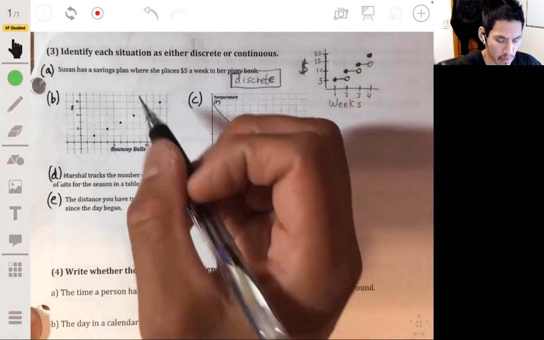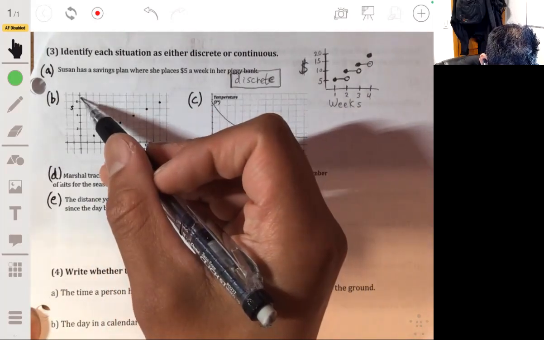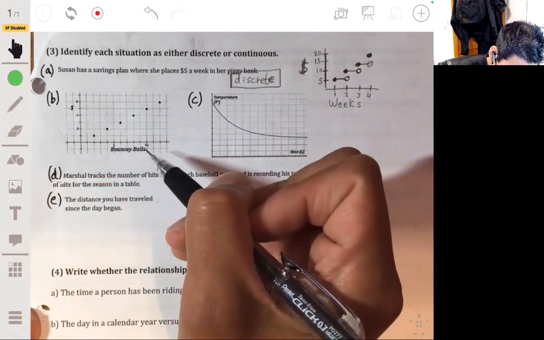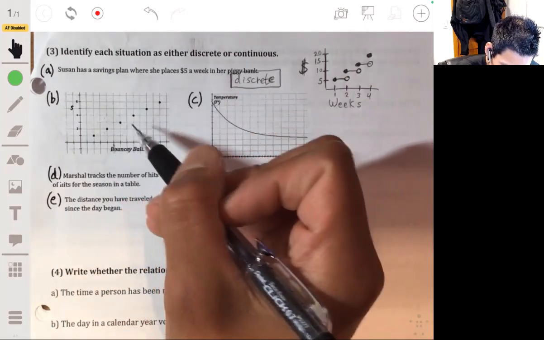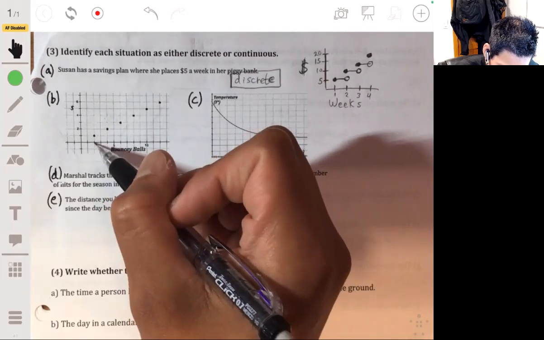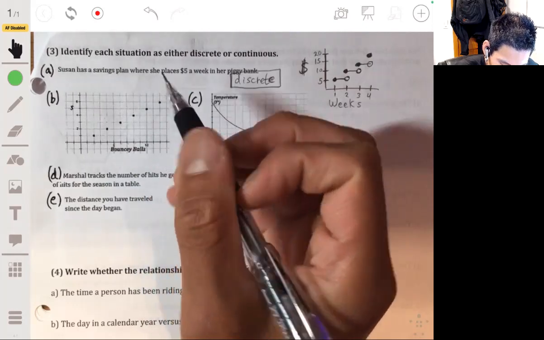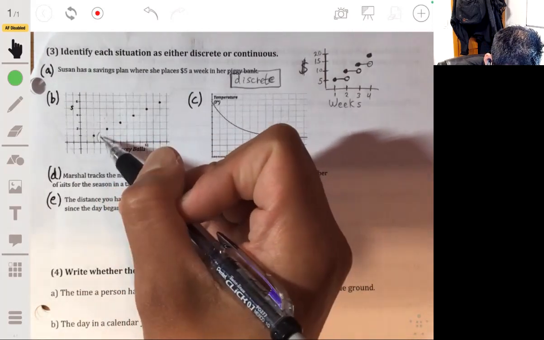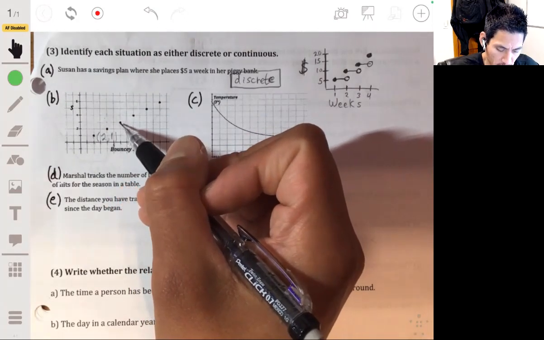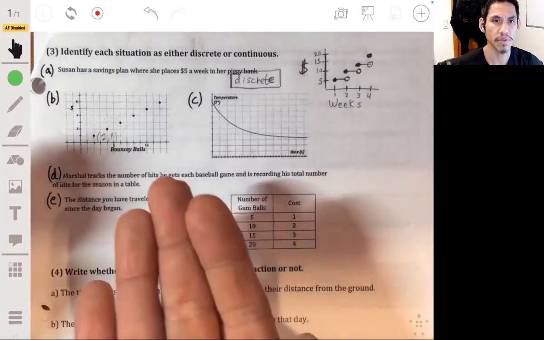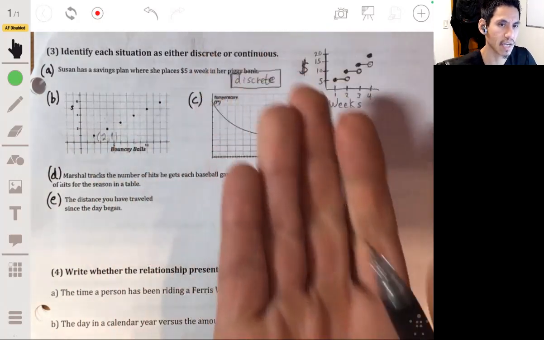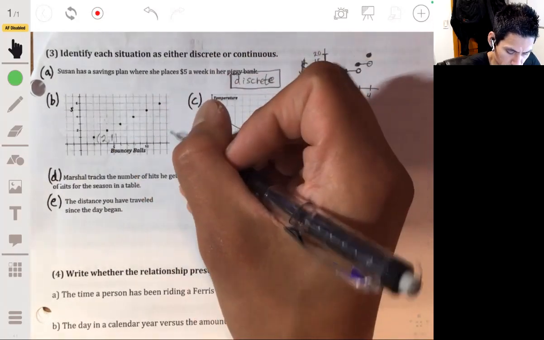All right, problem B, we have the bouncy balls, and I guess maybe the amount of money they're charging for each bouncy ball. So it looks like we're going by ones: 1, 2, 3, 4, 5, 6, 7. So we have a point here at 1, 2, then 2, 4, 3, 6, and so forth. But you can see right away, since we're given a graph, that it's broken up into gaps. It's just a scatter plot. So this would be a discrete situation.